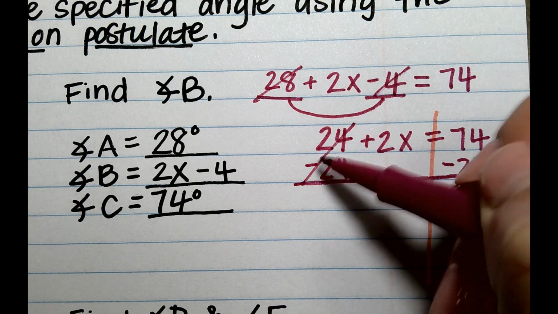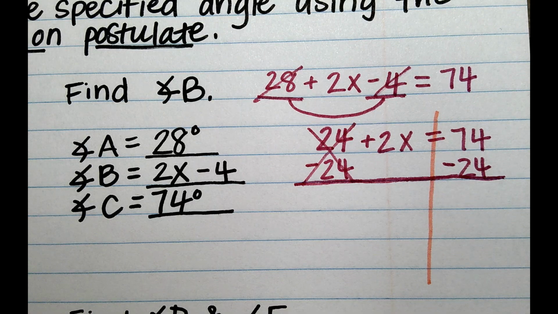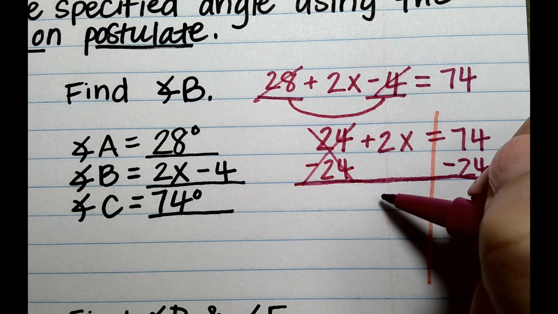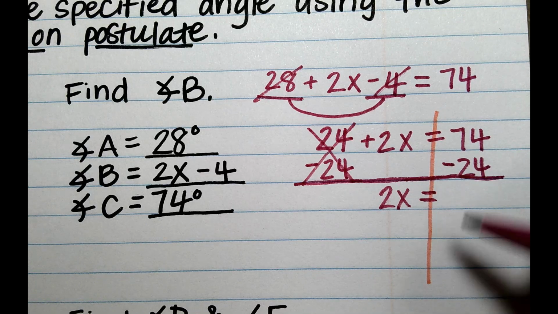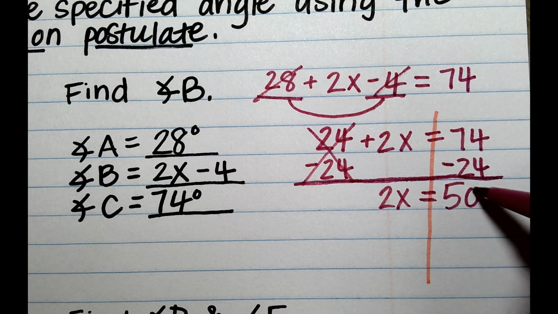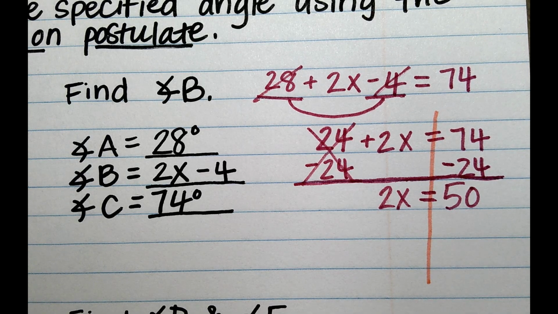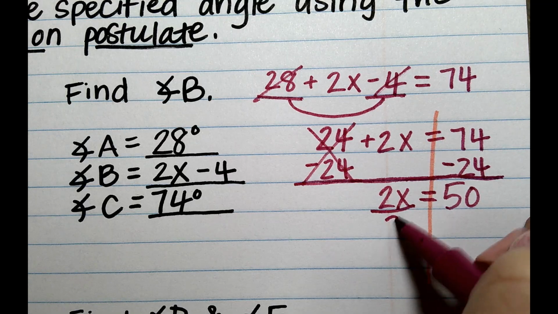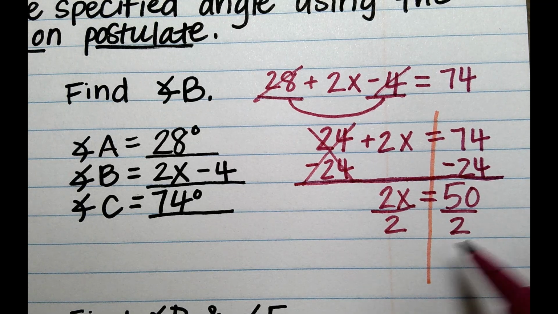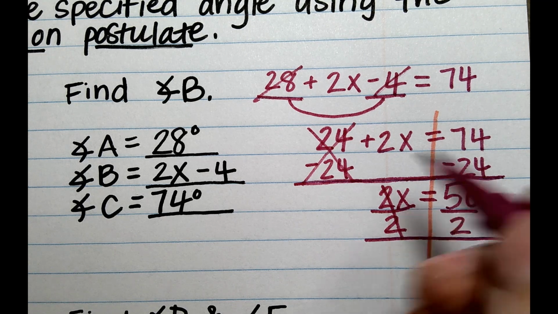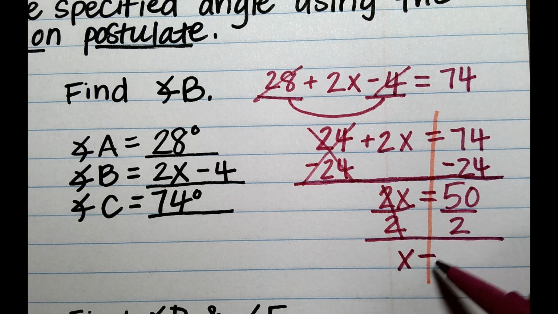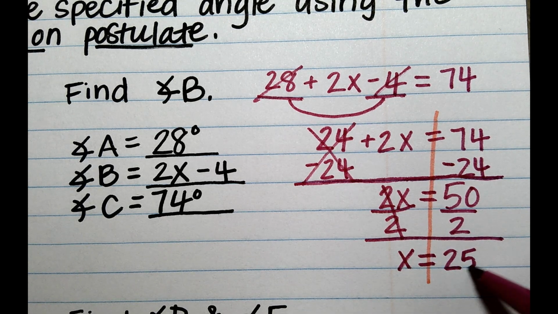Okay, so my 24s cancel. What comes down? Your 2x. 2x equals 74 minus 24, which is 50. Then you're going to divide by 2 on each side. Divide by 2. The 2s cancel. Your x equals 25. Perfect. X equals 25.